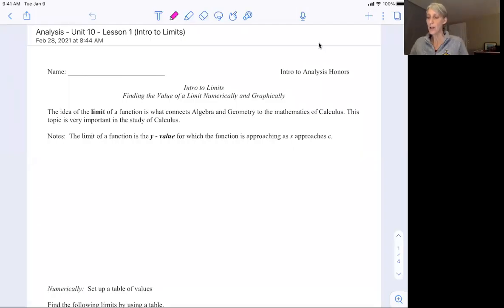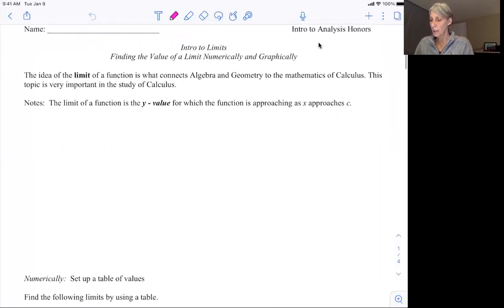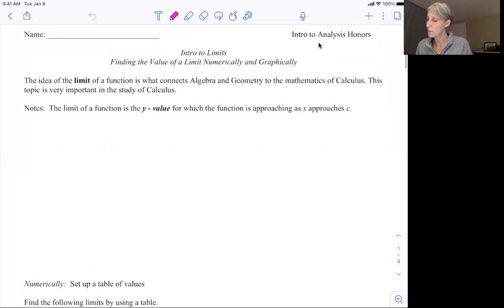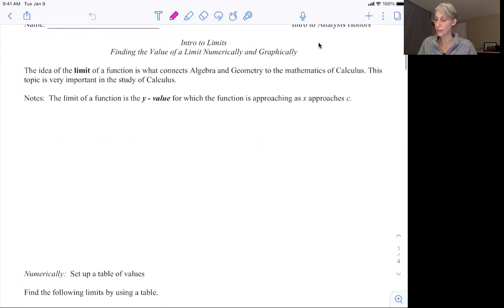Hi guys, today we're on Unit 10, Lesson 1, and we're doing an introduction to limits. The idea of a limit of a function is what connects algebra and geometry to the mathematics of calculus. This topic is very, very important in the study of calculus itself.